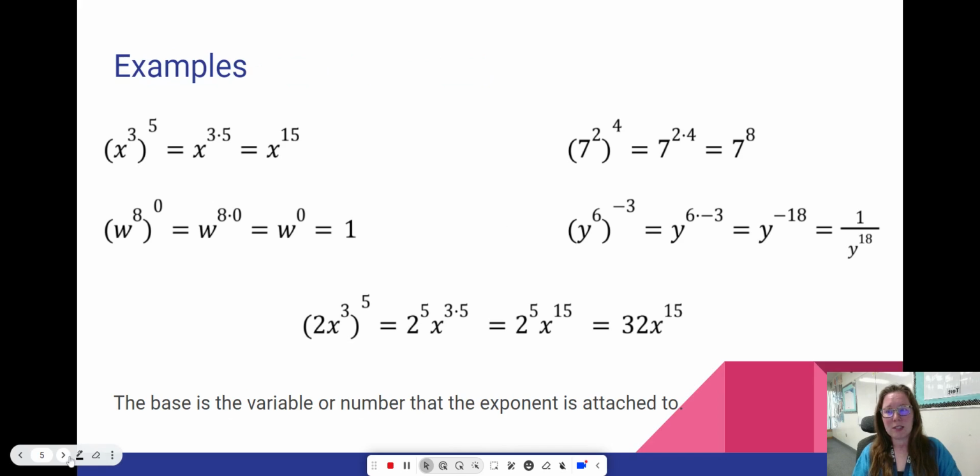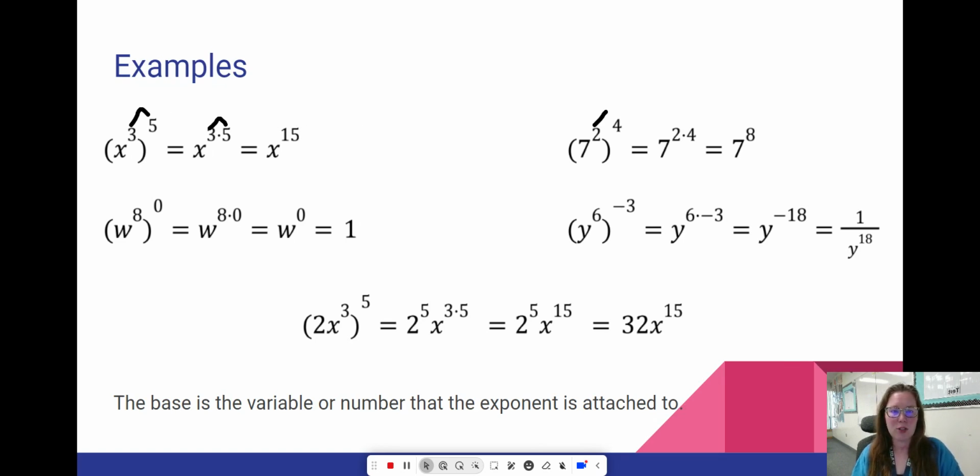So let's go ahead and look at some examples. X to the third to the fifth power means x times x times x. We have that x to the third. We have this 5 times. So 3, 6, 9, 12, 15. Which means if we wanted to write the whole thing out, we could. It'd be x to the 15, x times x times x, the letter x 15 times. So the quicker method is to multiply the 3 times 5 to get 15.